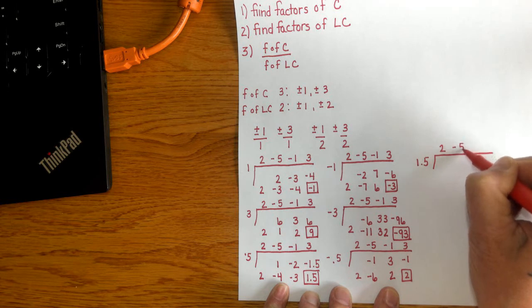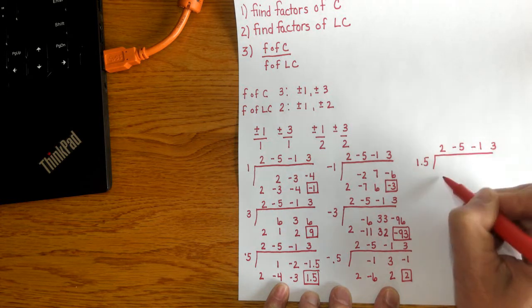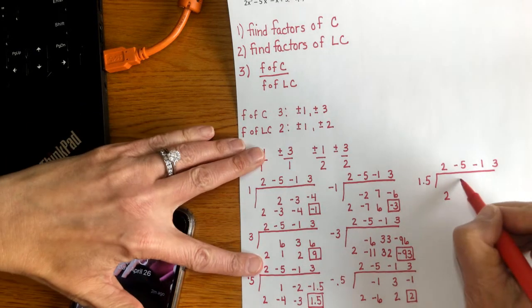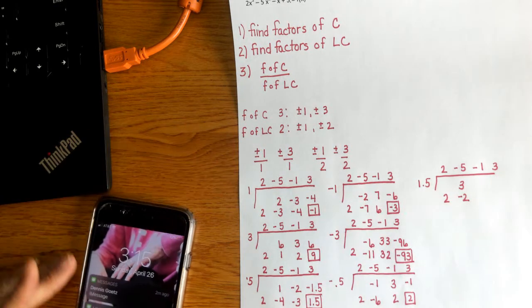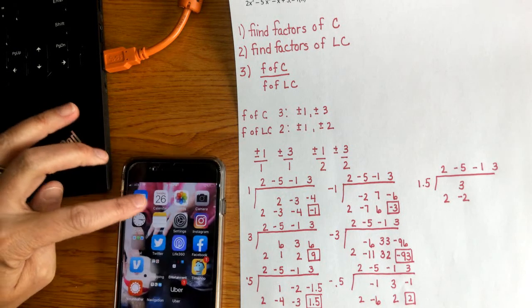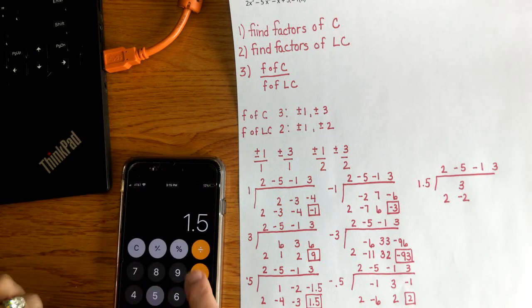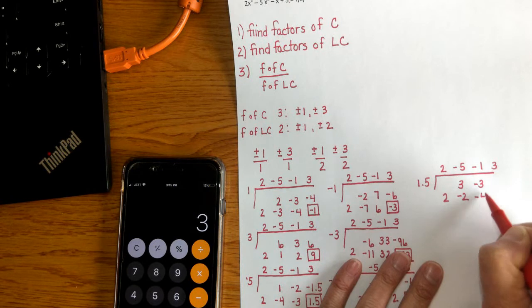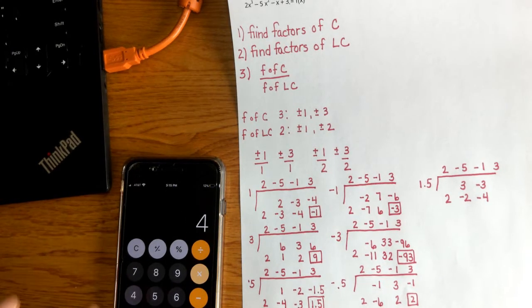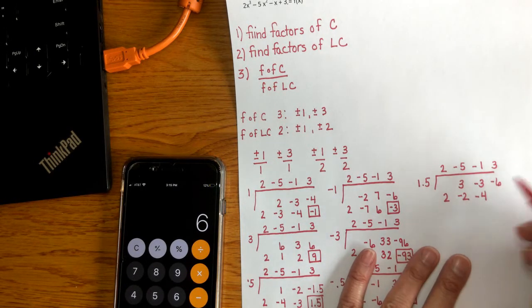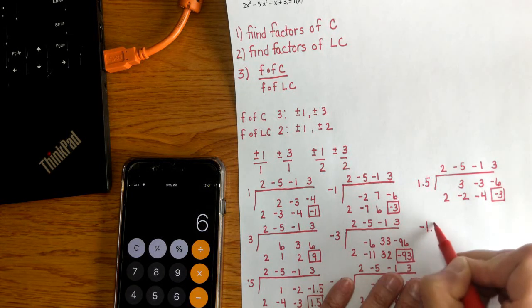2, -5, -1, 3. So I'm going to drop my 2. 1.5 times 2 is 3. Because I am not best at my arithmetic, I'm going to say 1.5 times 2, well, obviously that'd be 3, so it's -2. 1.5 times -2 is -3. So it's -4. 1.5 times -4 is -6. And when I combine those, I get -3. Did not work. Let's do -1.5.